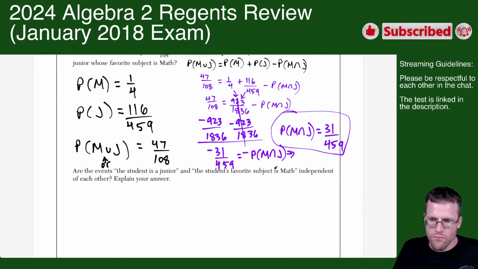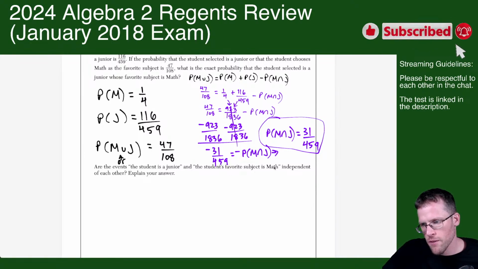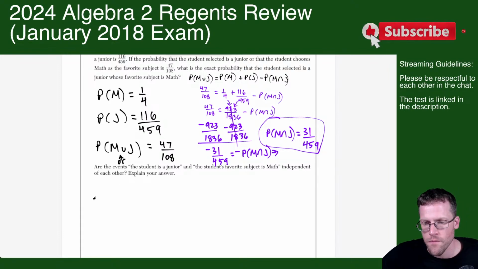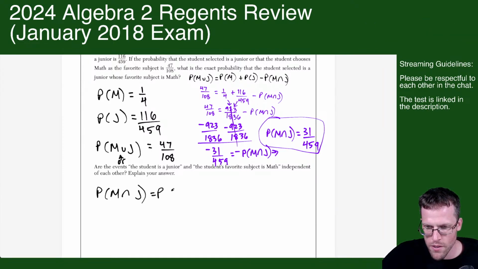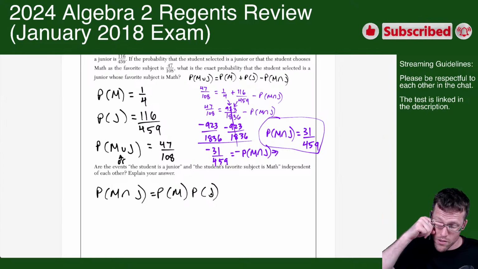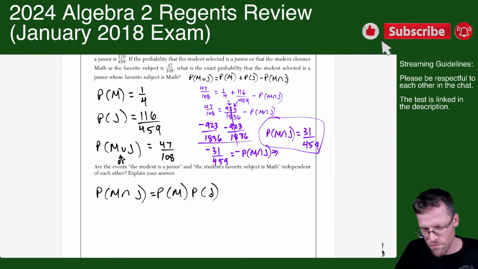All right. And now, are the events the student is a junior and the student's favorite subject is math independent of each other? Okay, well, one nice little formula you could use for this is if the probability that someone likes math and is a junior is equal to this, this would mean that the events are independent, okay? That they have no effect on each other, okay? If they are not the same, then they do affect one another.